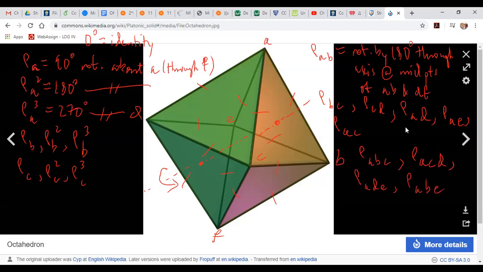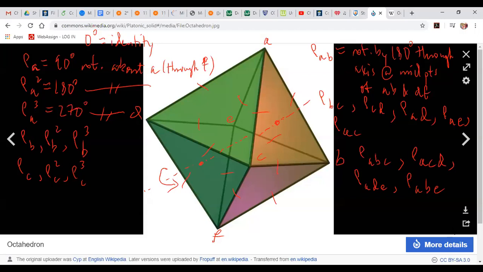Okay, so what do we have so far? 16 plus 4 is 20. So we need to find 4 more of these things. So what are the others? Again, we have 10, and then we have 16, and then 20. So 10 things came from vertex rotations, 6 things came from edge rotations, and these 4 that we have so far came from facial rotations.